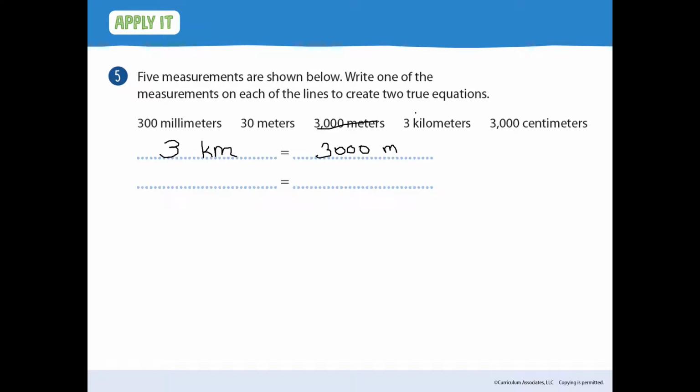So we've used that one, and we've used that one. And the second one that I'm going to write down is 30 meters, which is equivalent to 3,000 centimeters. And I'm going to check my work here. 3 times 1,000 is 3,000 meters, and 30 times 100 is 3,000 centimeters because there's 100 centimeters in a meter.